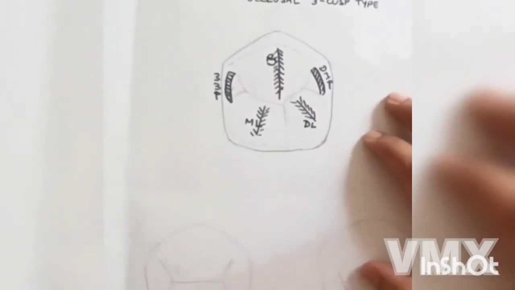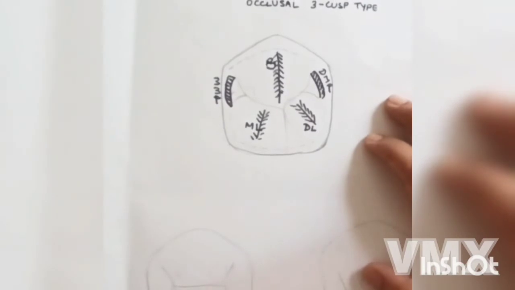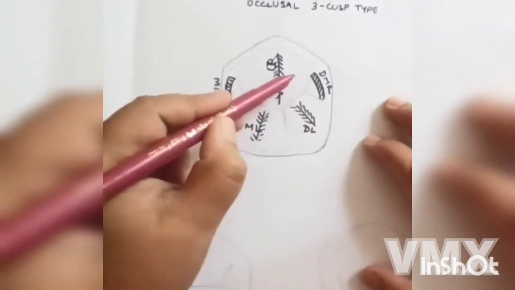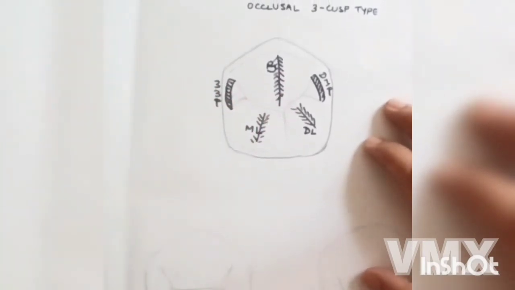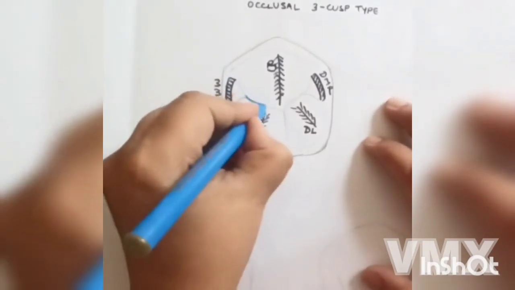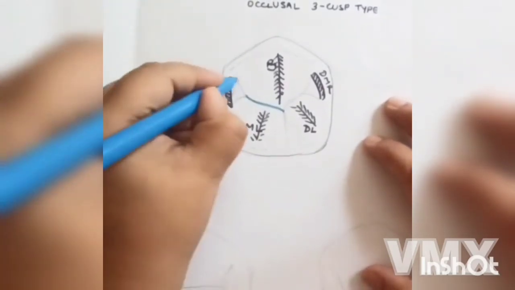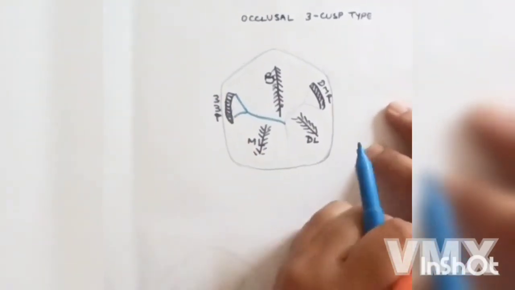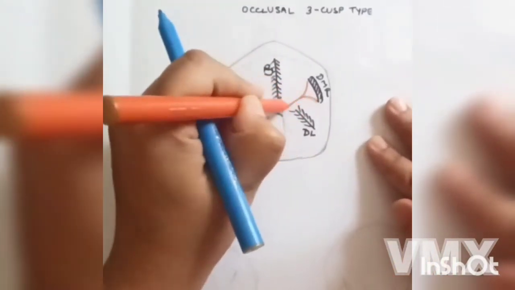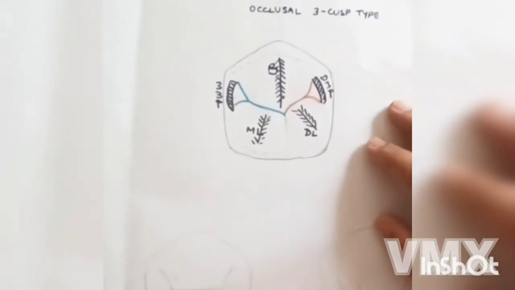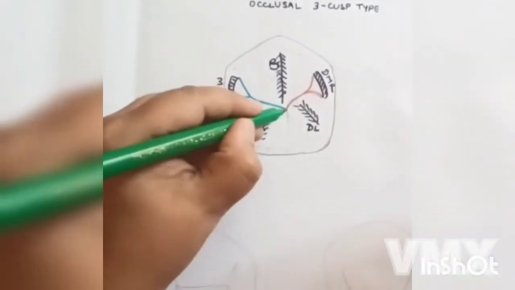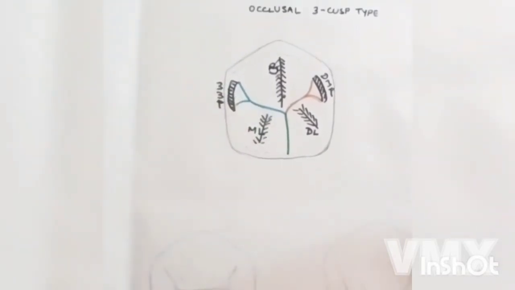Now let us look at the pits and grooves. We will start with the pits on this tooth. You will understand in a little while why I am talking about the pits first. Now if you see, all the 3 cusps are being separated by grooves. We will mark the grooves. We will name them a little later. So there is one groove here. Next there is one more groove here. And there is one more groove here. So these are the 3 grooves that are separating the cusps.